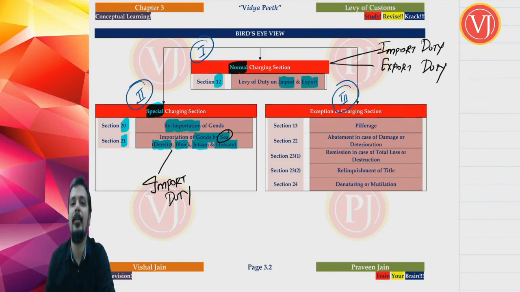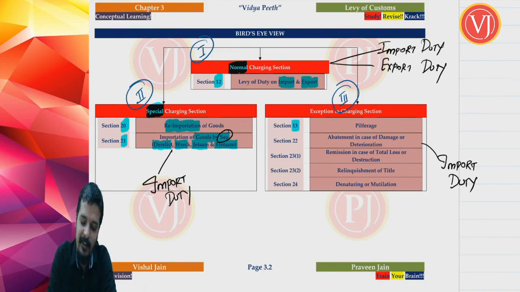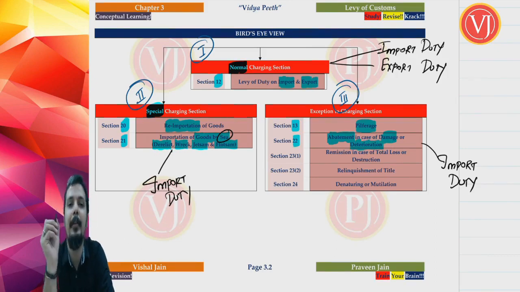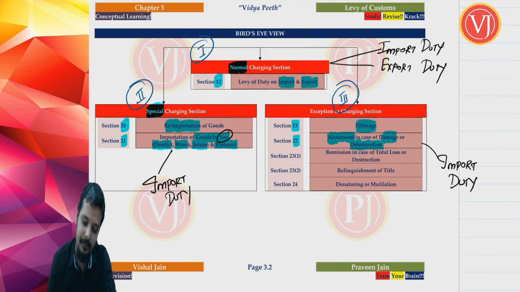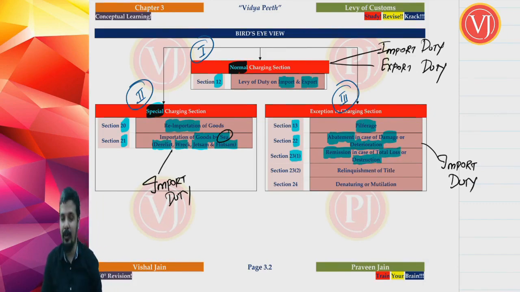And when you talk about exception to charging section, again friends, the prima facie focus is only on import duty. Section 13 talks about pilferage, petty loss, small loss. Section 22 talks about abatement of import duty in case of damage or deterioration of goods, lesser import duty. Section 23 subsection 1 talks about remission in case of total loss or destruction.